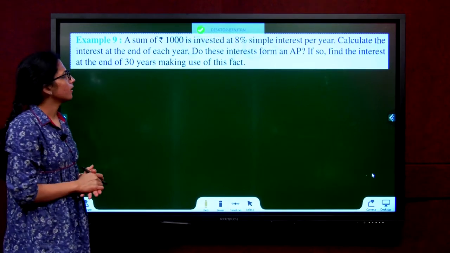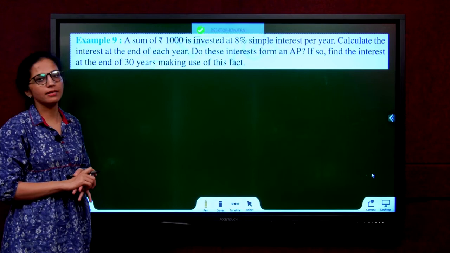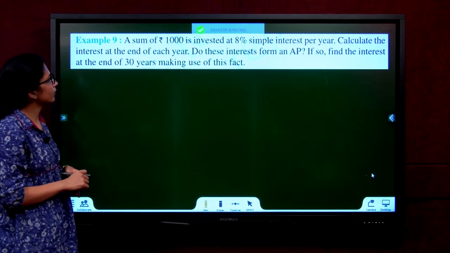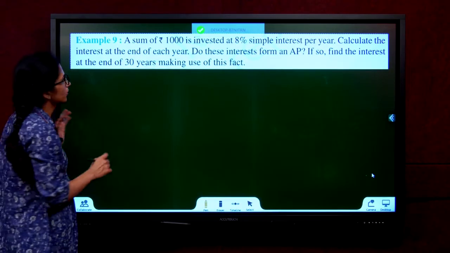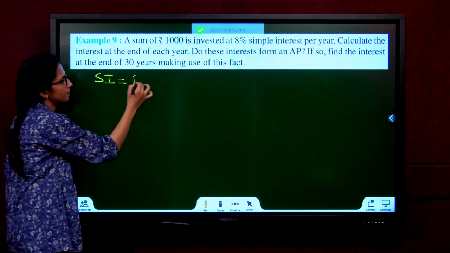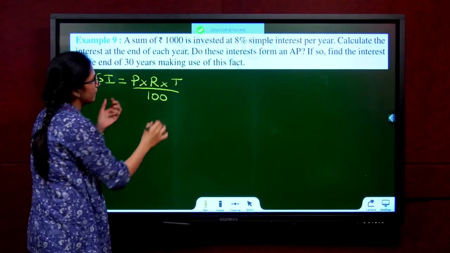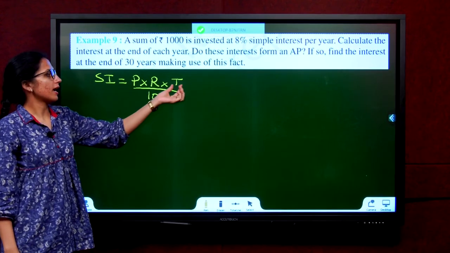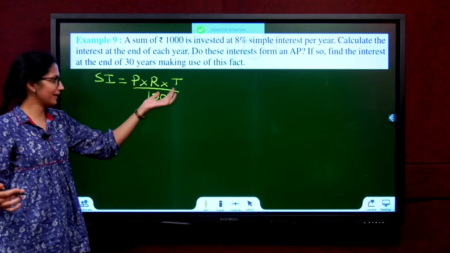Example 9. A sum of rupees 1000 is invested at 8% simple interest per year. Calculate the interest at the end of each year. For now, we will do that much. In our lower grades, we have learned that the simple interest formula is given as P into R into T divided by 100, where P is the principal amount, R is the rate of interest, and T is the time in years.